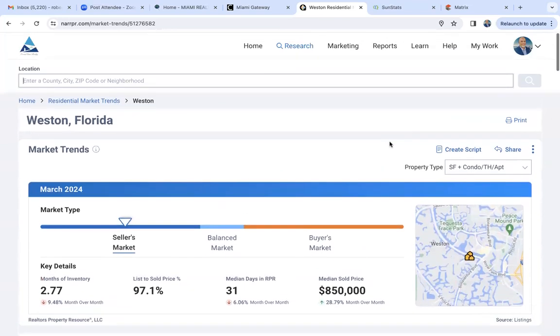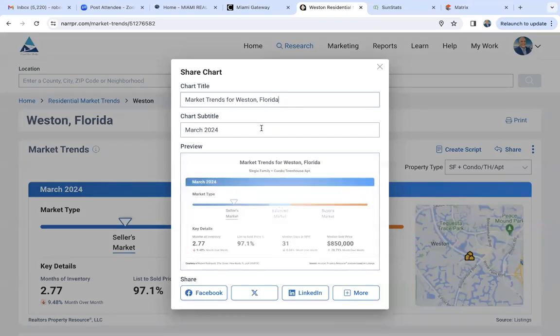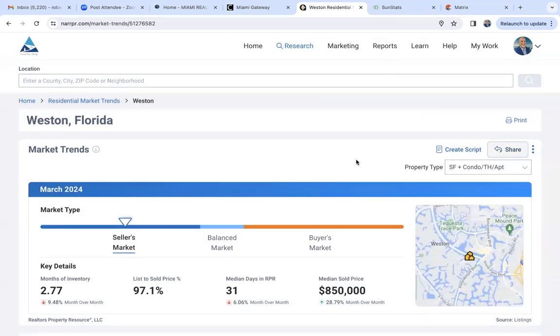Now, if you want to share this data, you can come over here where it says share, and you can share this data right here. You have what it's going to look like, and you can download it to your computer, or you can share it on social media platforms like Facebook, X, which is Twitter, LinkedIn, and then you can click on more and you can download a JPEG, which is an image, or PNG, which is also an image. Guys, this is how you pull residential market trends in RPR.